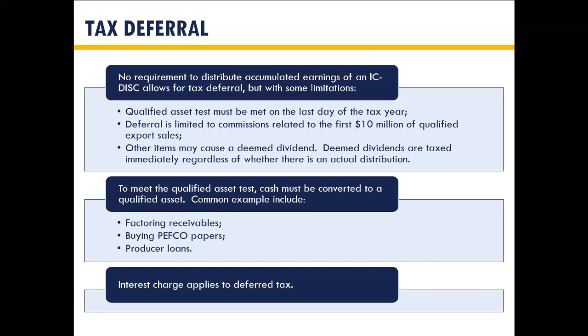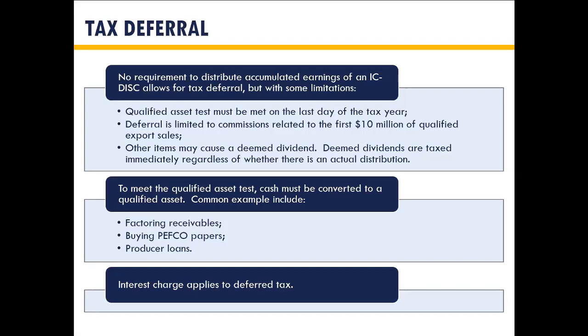Second, the deferral is limited to commissions that are related to the first $10 million of qualified export sales. So you can defer the commission related to the first $10 million of qualified export sales. Any excess sales, or if you have export sales in excess of $10 million, the commission related to those excess sales falls under what's called a deemed dividend.